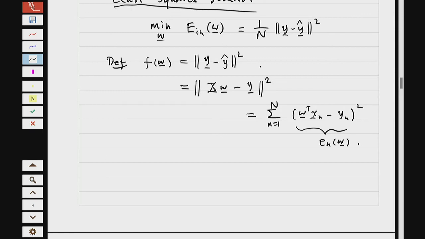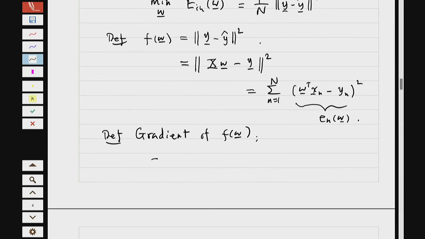Many of you probably have already heard of this. But if you're not, that's okay. We're going to define it right now. The gradient of this function is denoted by nabla of f, like this. Just a collection of the partial derivatives. Partial f, partial w0, partial f, partial w1.